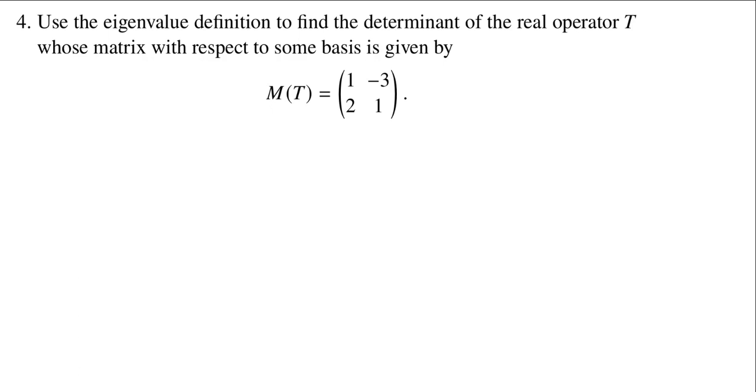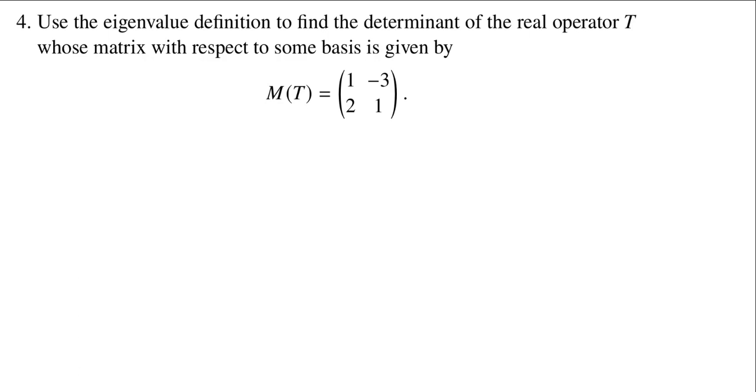Welcome back, everybody. This is our video solution to problem 4 from Quiz 12, Fall 2023, Math 307, Linear Algebra at Cal State Fullerton. In this problem, we are given a real operator T, and we're asked to find its determinant using the eigenvalue definition.